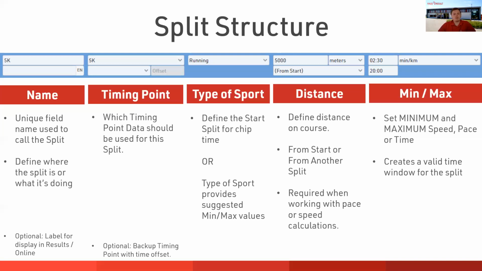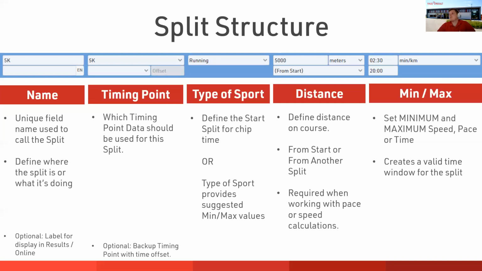But the type of sport, for example, running or cycling, doesn't play a big role. As said, it will provide a suggestion for the min-max values that we will look at in a bit. And it will also define the default pace or speed that will be used for an average that we will also see later. But that's all. There's nothing more to the type of sport.